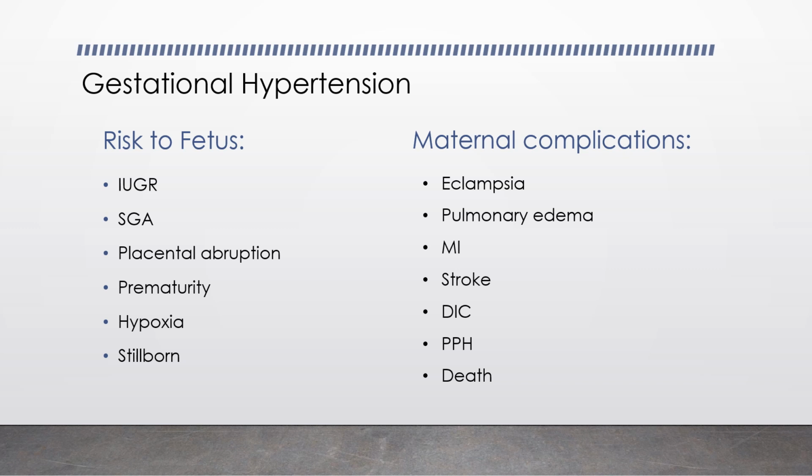Maternal complications include eclampsia, seizure activity, and pulmonary edema. So these women have fluid in their lungs. They're going to complain that they are short of breath, that they can't get their breath. Women can also have a myocardial infarction, a heart attack, or a stroke. DIC, disseminated intravascular coagulopathy, you'll learn about in level 4. I'm not going to test on that. They are also at risk for postpartum hemorrhage, PPH, and death.